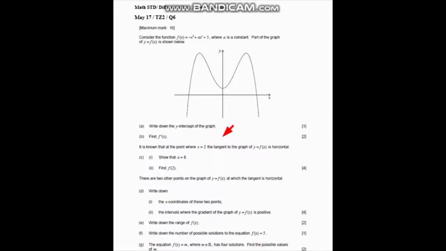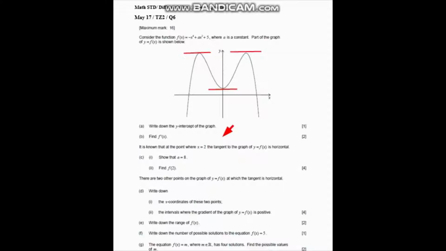So this is a very important piece of information. A horizontal tangent means that this point is a turning point. The only 3 points on this graph that have horizontal tangents are this maximum point right there, and this maximum point right there, and this minimum point right there. These are the 3 points that have horizontal tangents.